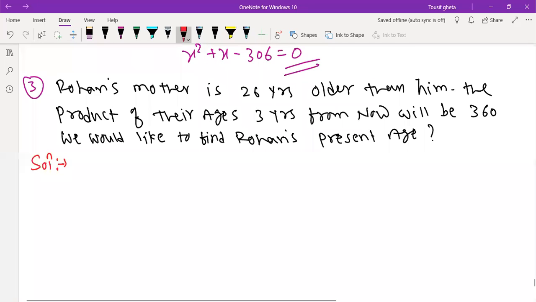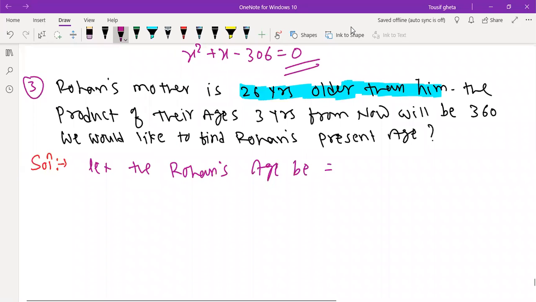Rohan's mother is 26 years older than him. Okay, let Rohan's age be x years. Rohan's mother's age, 26 years older, means x plus 26. Correct now? Rohan is x, mother is 26 years older, so x plus 26.